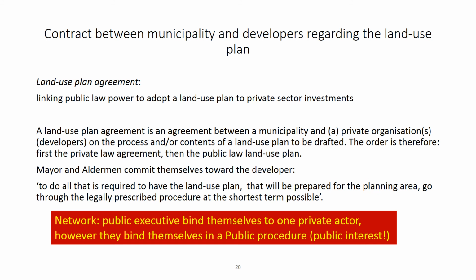So what they do is that the public executive binds themselves to one private actor. And of course, this is really counter to the idea of public law decision making, because public law decision making has to be in the public interest, and in the general sense, the municipal council has to be free to decide whatever they think is in the best public interest and not in the interest of one organization, one private sector developer. So you can see that there is some conflict here between the public law or hierarchy arrangements and the network governance rules that you would like to use.